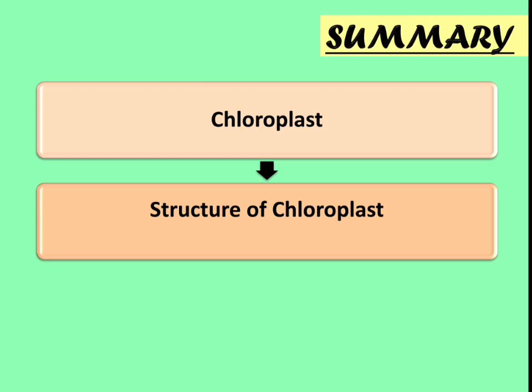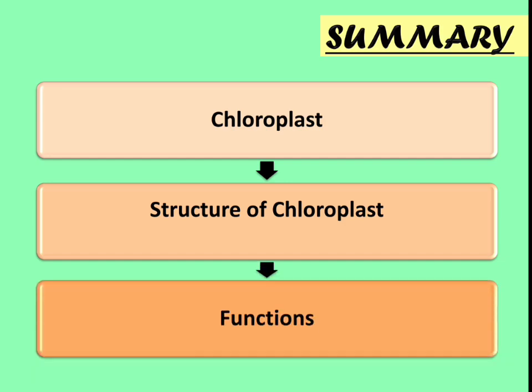The stromal lamellae is a flat membranous tubule. Stromal lamellae connects thylakoids of different grana. Lumen is a space enclosed by the membrane of the thylakoid. It is a semi-autonomous organelle and divides by fission. The function, the last one: a site for photosynthesis, involved in photorespiration, hereditary carrier, and stores fat, proteins, and starch.